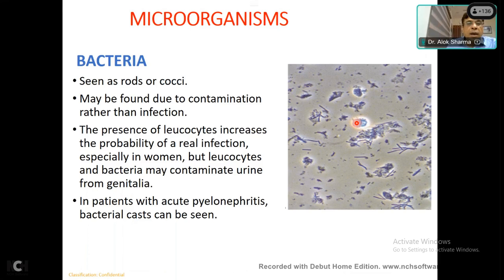They can be rods, cocci, can even be contamination, as I just told you. And in patients with acute pyelonephritis, you can even get bacterial casts. So you have a lot of bacteria in the kidney which are causing inflammation, and they can get incorporated into those amorphous protein cast matrix and cause bacterial casts, right?